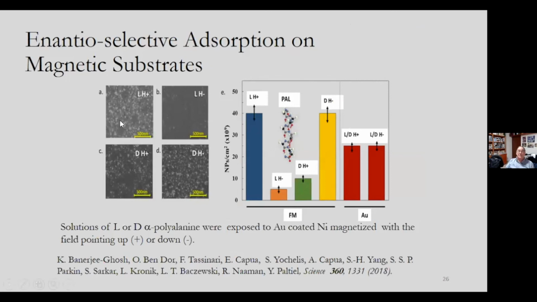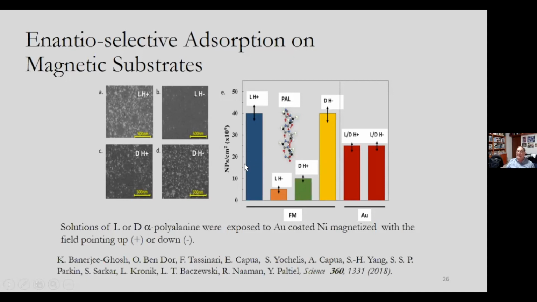And here is the demonstration. We take a ferromagnet, we adsorb L molecules. You see they adsorb very efficiently. On the opposite direction of the magnet, much less. And with D, it's the opposite. And here you see the ratios.